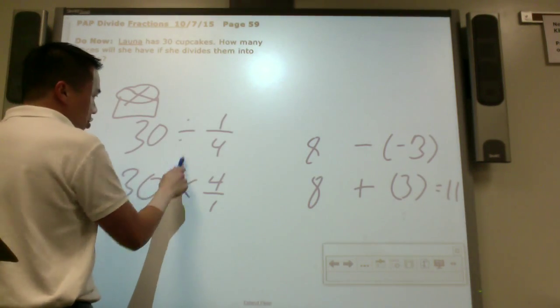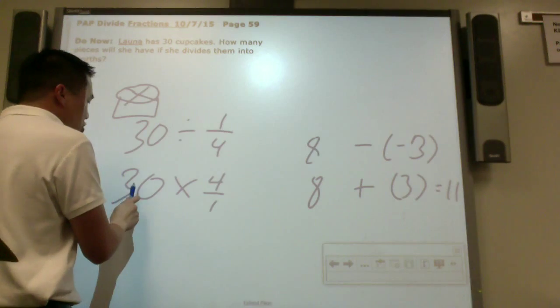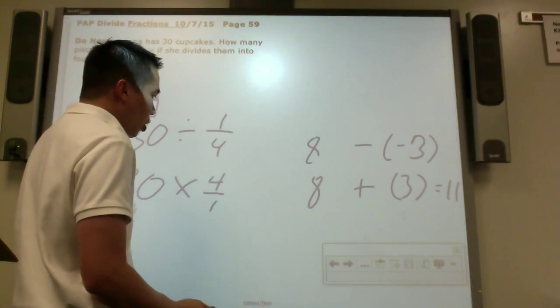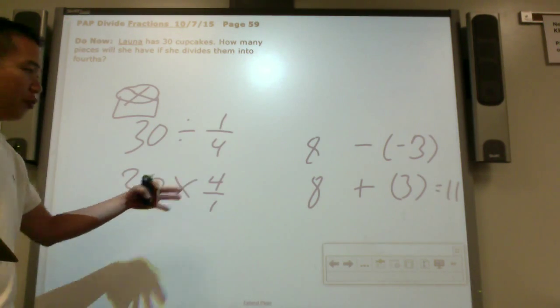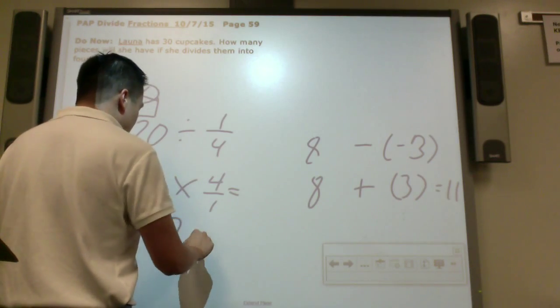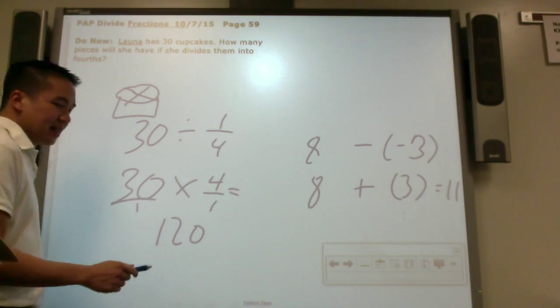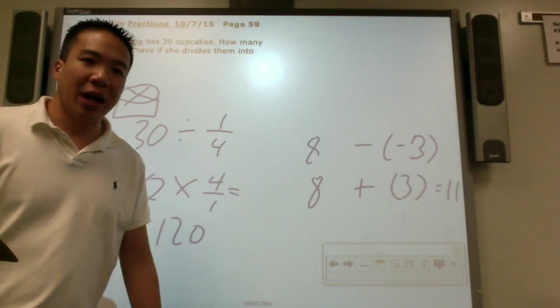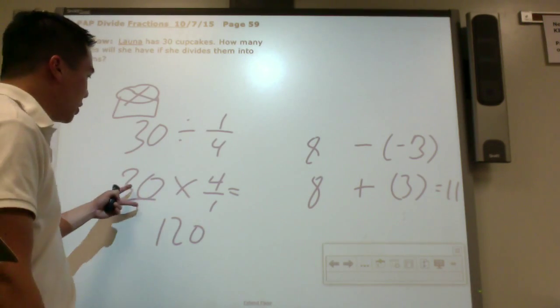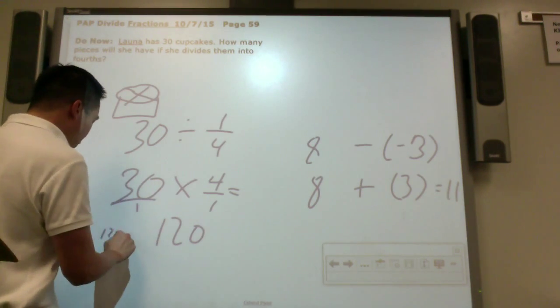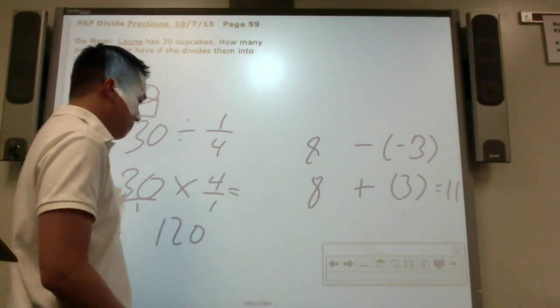Keep this, change it, flip this, and what's 30 groups of 4 over 1? 30 groups of 4 is 120. If you want to set the whole number 30 into an improper fraction of 30 over 1, multiply across, you get 120 over 1, or 120.